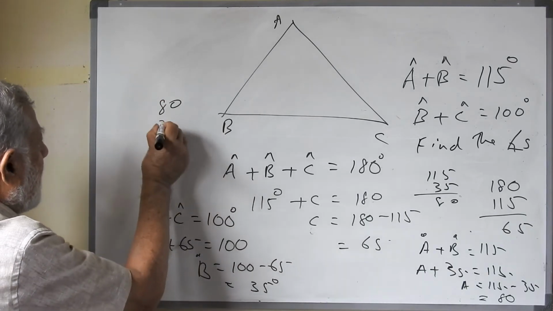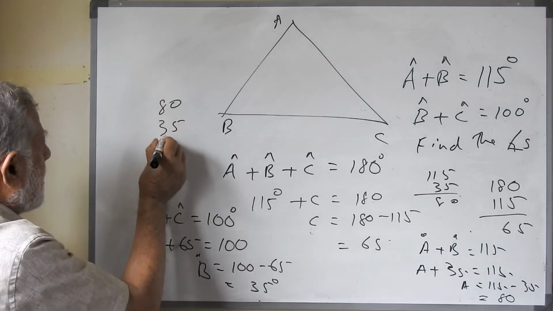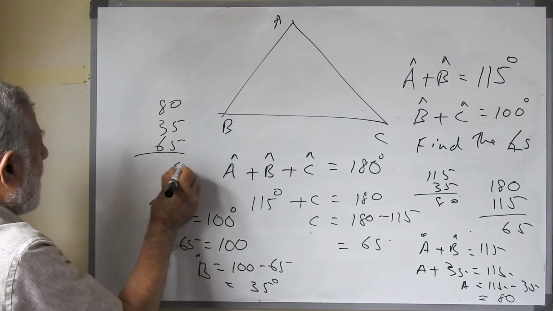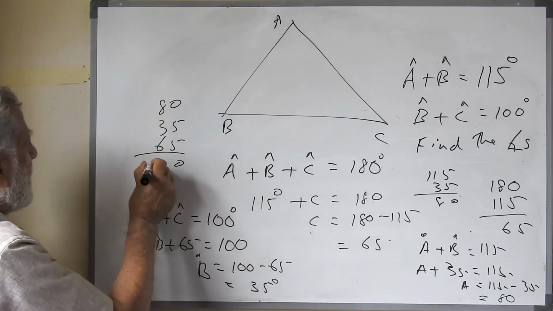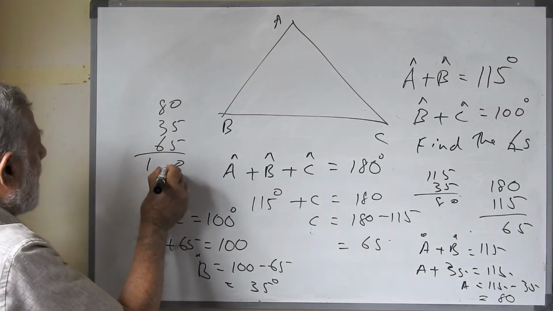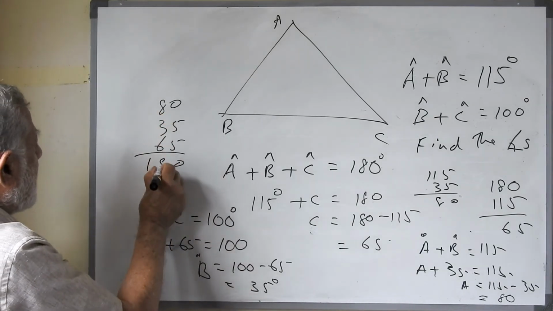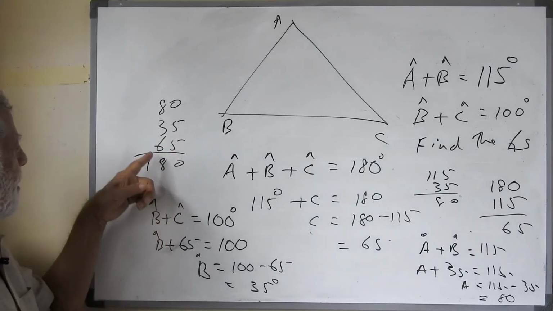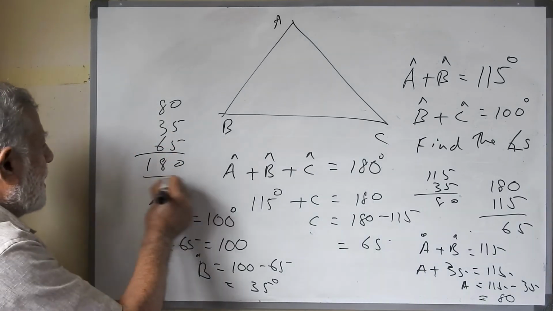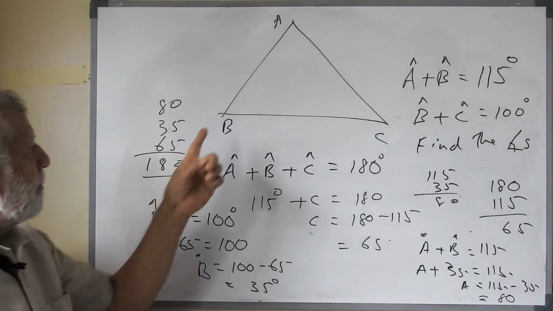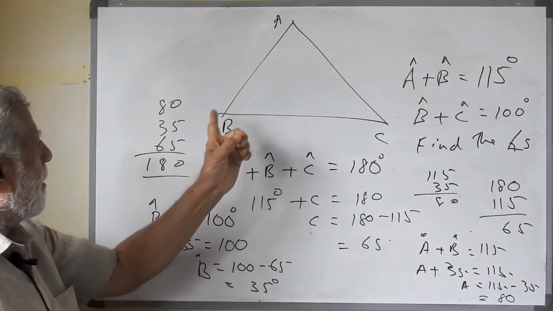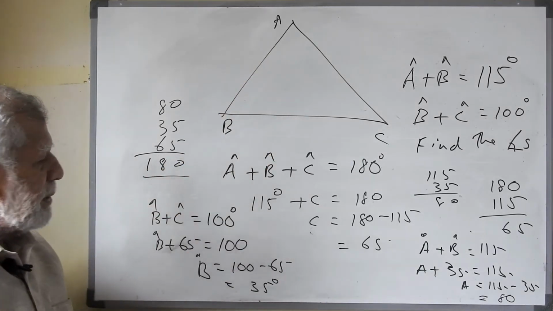B is equal to 35 and C is equal to 65. You will add and see: 80 and 35 and 65 add up to 180 degrees. So we have got the angles of the triangle adding up to 180 degrees. We'll go through this again.